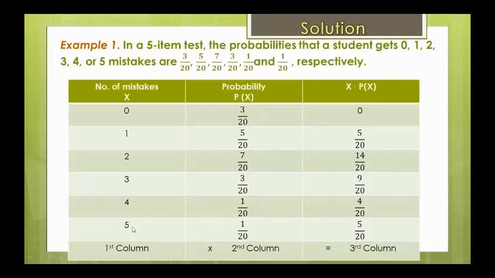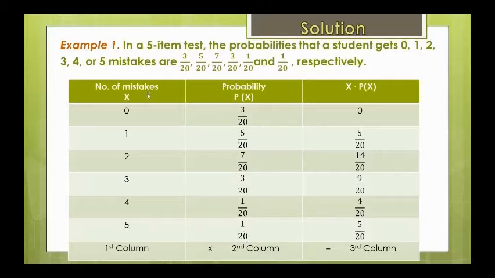And then, the second column is the probability, or in symbols, that is the P of X, the probability of the random variable. So, for 0, the probability is 3 over 20. For 1, probability is 5 over 20. If the value of the random variable is 2, the probability is 7 over 20. For 3, we have 3 over 20. And 4, that is 1 over 20. And 5, we have 1 over 20.